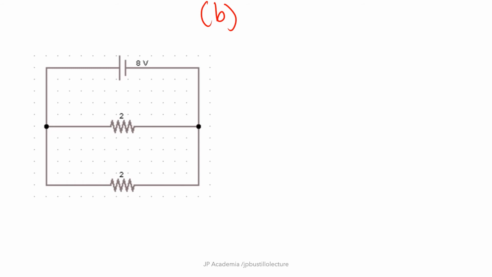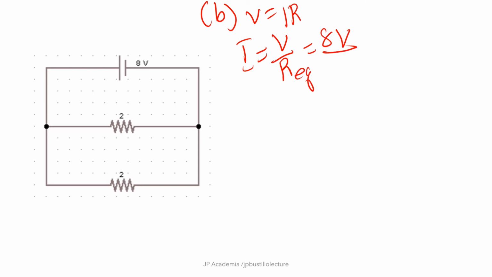Next, we want to calculate the current that will pass through this circuit. We know from our V is equal to IR formula that I is equal to V over R. So we will use this formula wherein V is your constant voltage source here, which is equal to 8 volts, over R, which is your R equivalent for this case. So this is equal to 1 ohm. Thus the value for I is just 8 amperes.